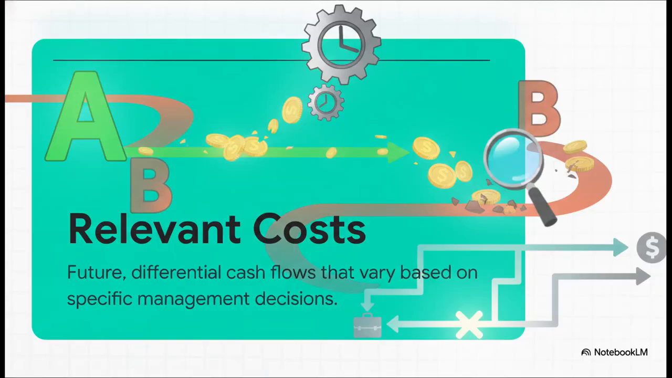Now, to apply marginal costing properly, you actually have to learn what financial information you need to completely ignore. Seriously, we only care about relevant costs. These are future differential cash flows that are going to vary depending on the specific decision you make. Look, if a cost is going to be exactly the same, regardless of whether you choose option A or option B, then it is 100% irrelevant to the choice at hand. For short-term tactical decisions, we only look at costs that will actually change based on the moves we make today.